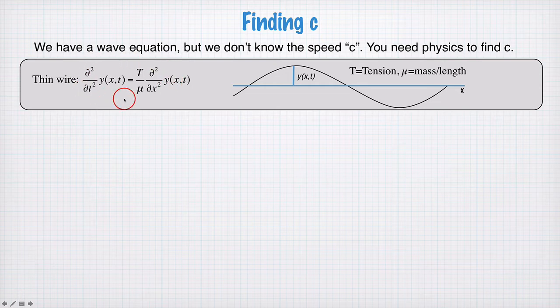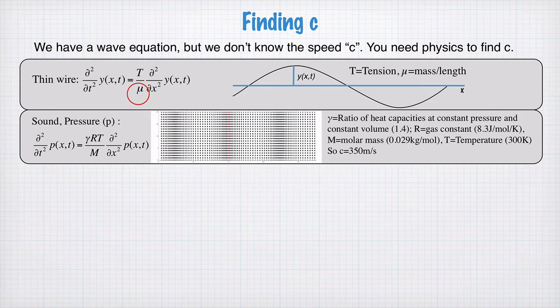The one-dimensional linear wave equation for y is given by this equation here, and this term here is sitting where c squared would normally be. In this case, c squared is given by the tension divided by the mass per unit length, and so the speed is the square root of this term here.